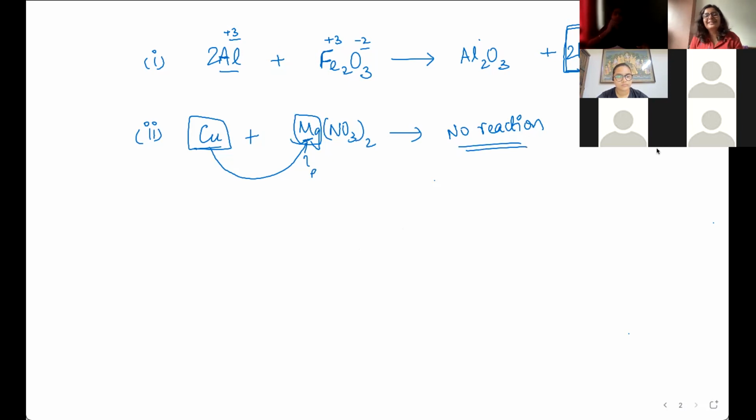Arya, no. There won't be any reaction that will happen here. Because copper is not more reactive than magnesium. Okay. I'll give you guys another one. Same thing. Copper plus silver chloride. Oh, no. Let's take silver nitrate. Same question as before. If there is a reaction, give me the products and balance it out. If there is no reaction that will take place, just say no reaction.